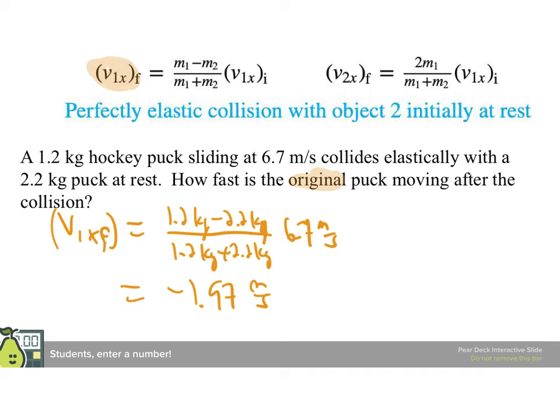We want to take at least a little look at this minus sign. What does the minus sign tell us? Well, it tells us that it bounced back. So if I were to draw these things as a picture, I would have this one heading into this thing that is at rest, and then stuff happens. And the first one is now moving this way, and the second one is moving that way, actually even faster.